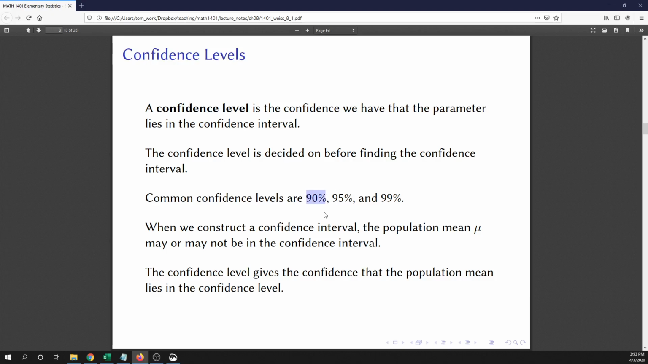You know how I keep saying probably, right? That means that if the confidence level is 90%, there's a 90% chance, right, that the population mean is in the confidence interval. Or if you calculate a 95% confidence level with a confidence interval, then there's a 95% chance, right, and a 99% chance, and so on and so forth.